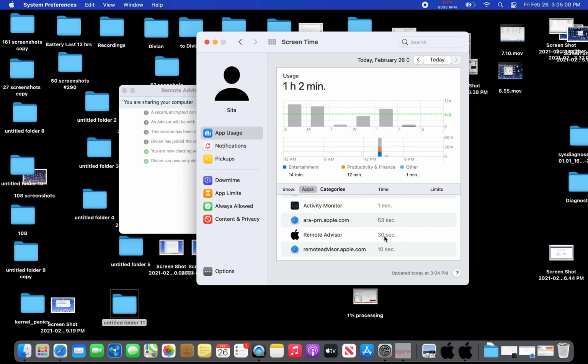Okay. Let's look at this. So Remote Advisor is 30 seconds. That's me actually talking to you. But with any type of technology and monitoring, sometimes it's not very accurate. So this is still a minute. We'll check back with it again, see if it'll show more than a minute.